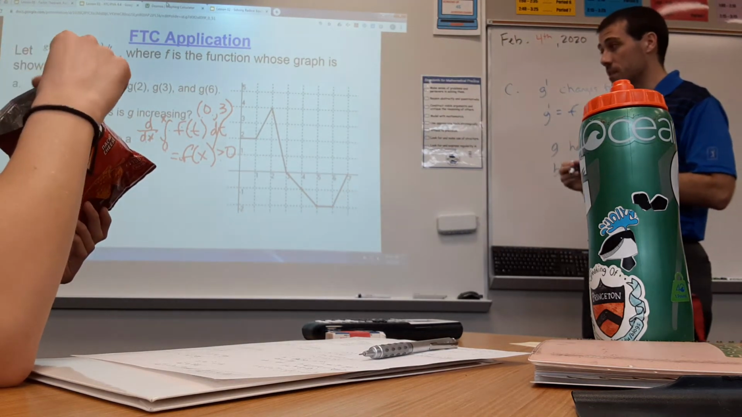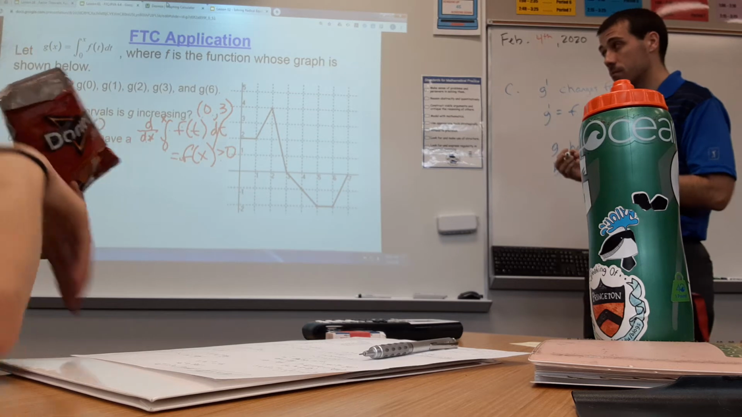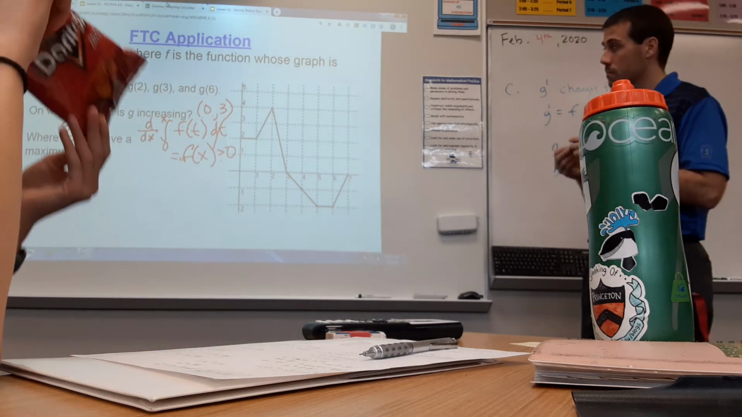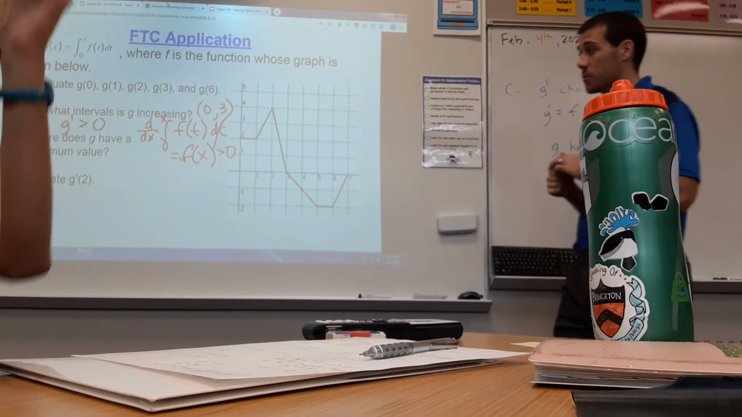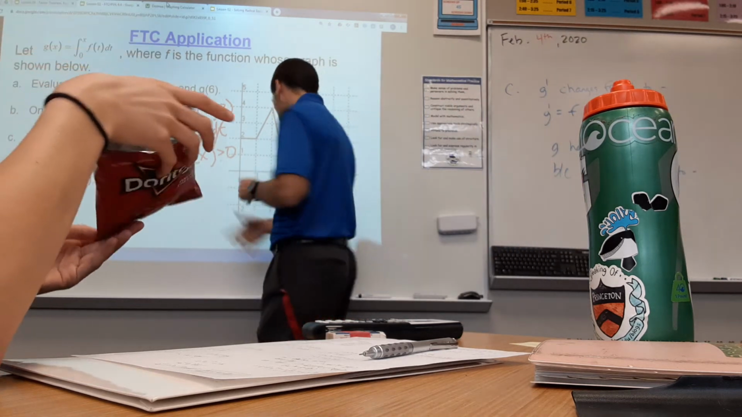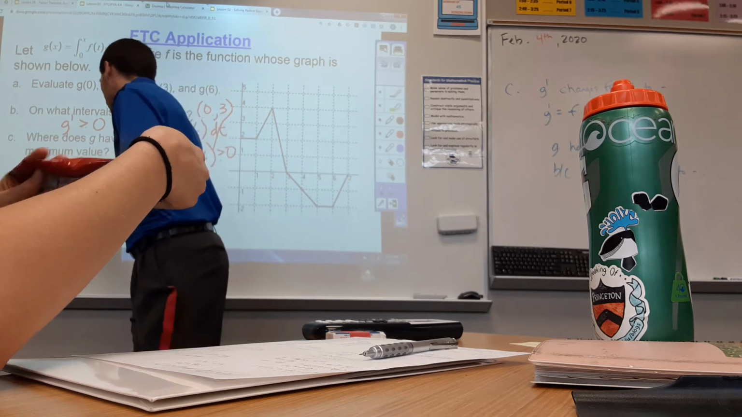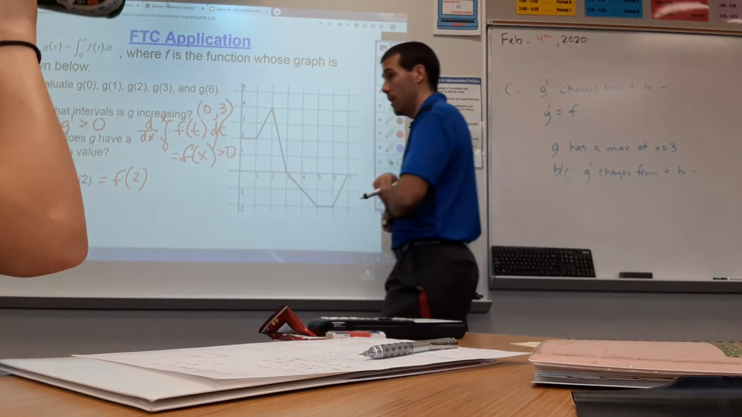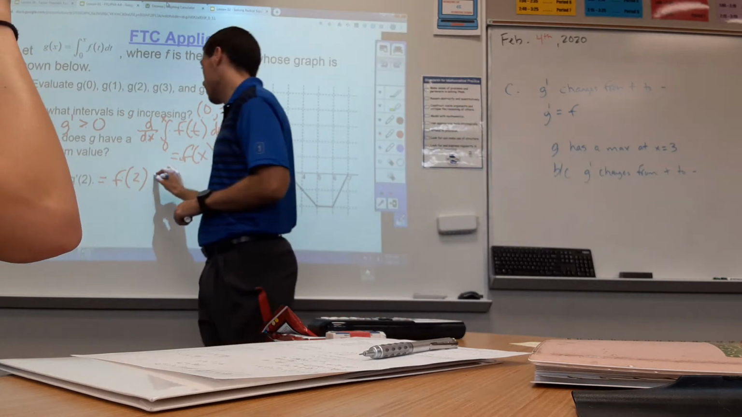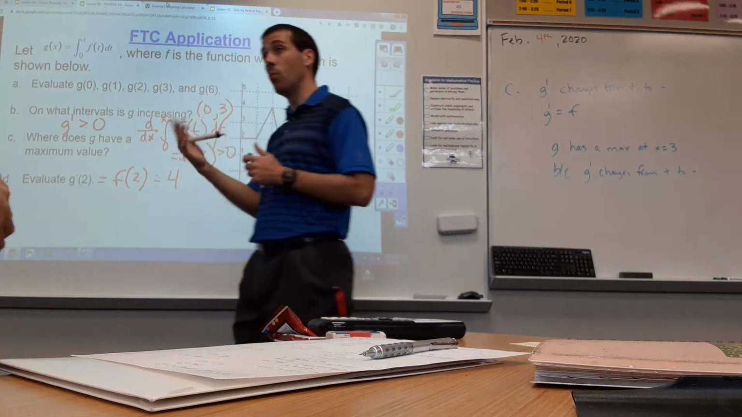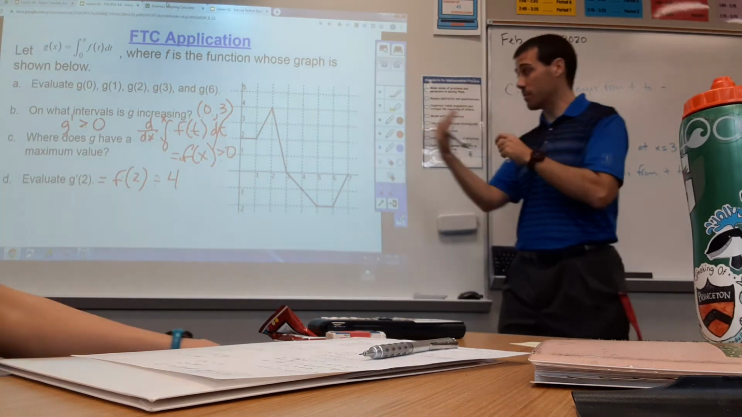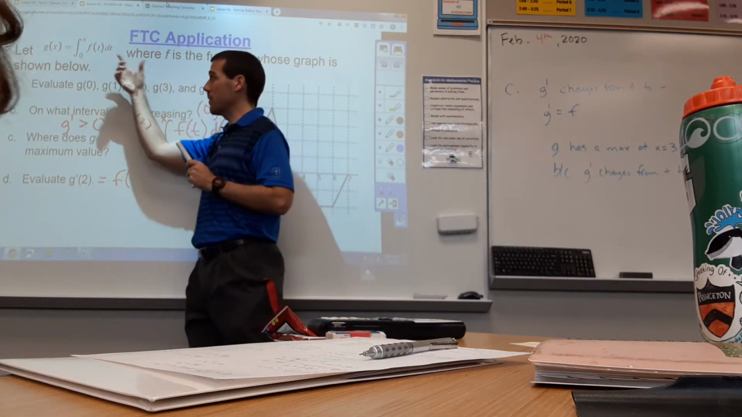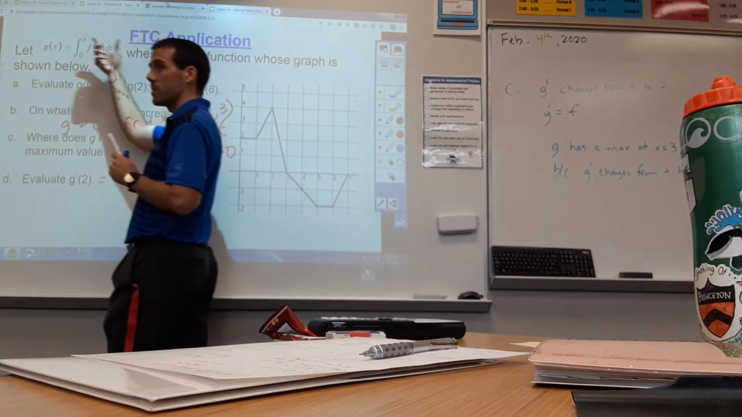And then for D, it says evaluate the derivative of g at 2. 4. And so the derivative of g, again, just means that we're talking about really f of 2. And f of 2 is 4. So that's just a point. That's the part that you're going to have to make sure you see. You look at the integral of this, but if I take the derivative of g, what is that actually equivalent to?